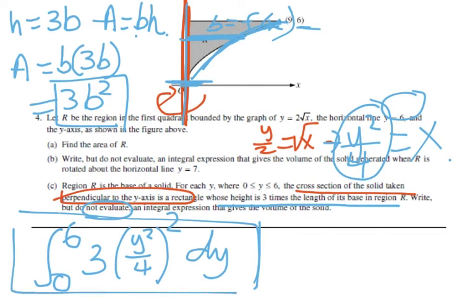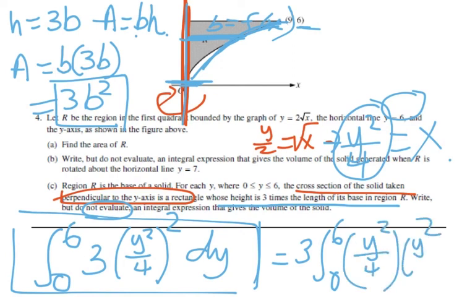Again, a lot of questions like this ask you to set it up. You can write it like this, or you can put the 3 outside, from 0 to 6, y squared over 4 times y squared over 4, dy. There are many ways to write it, but they're pretty much the same thing. Okay, so this is cross section, this is the rectangle. Take notes, and see us at office hour if you have any questions.